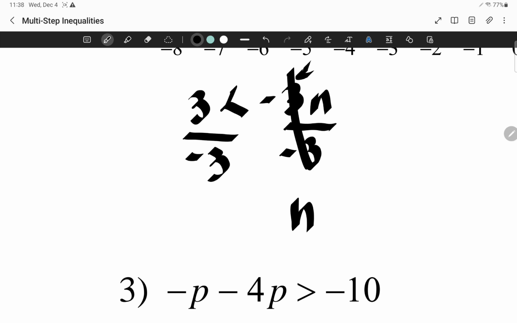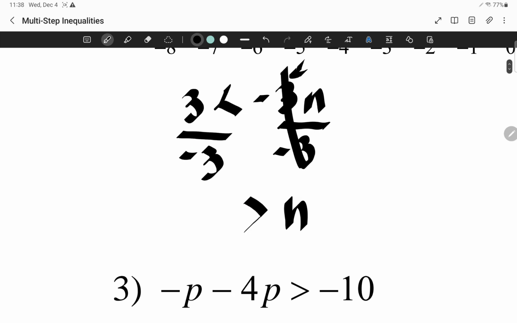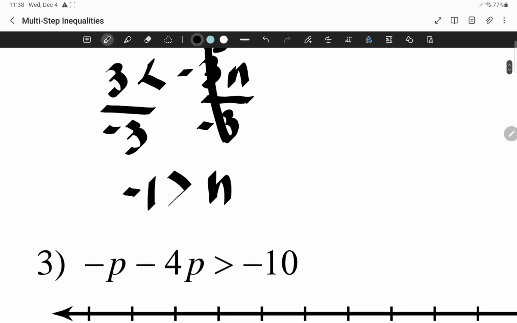Now, big thing whenever it comes to inequalities is that if you divide by a negative, which guess what that is, we need to change the sign. So I'm going to go ahead and change the sign here. So it's going to be looking the other way. And now we go ahead and we write -1. And we're done. So that's my answer.